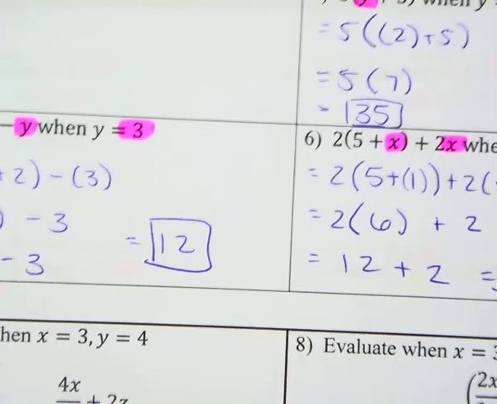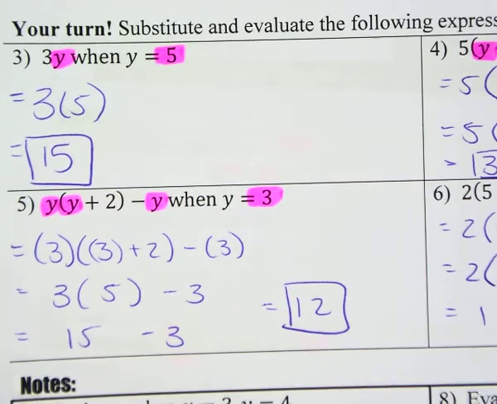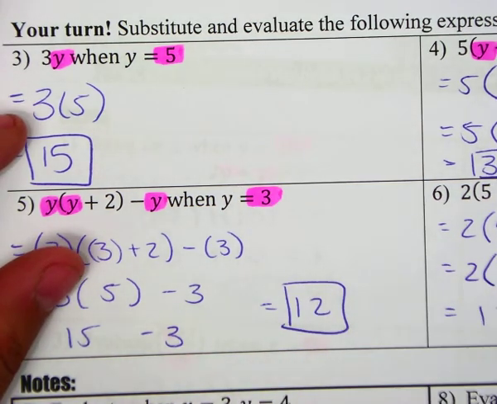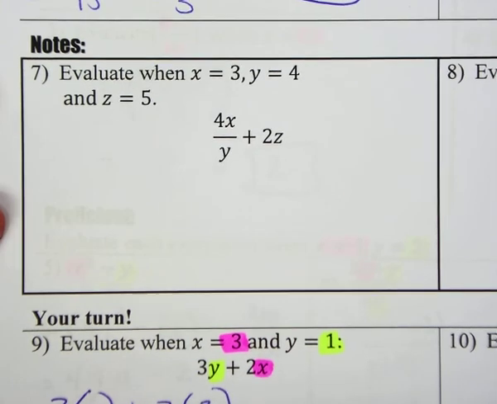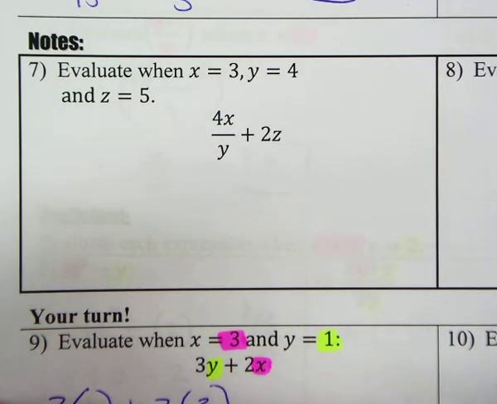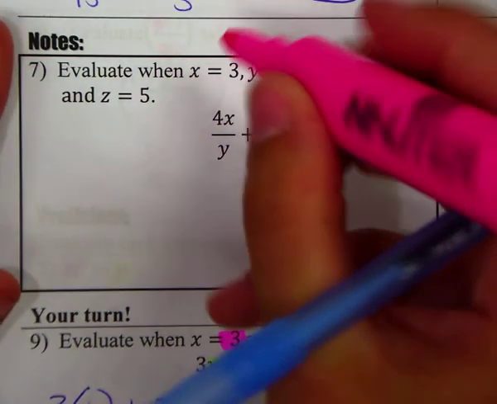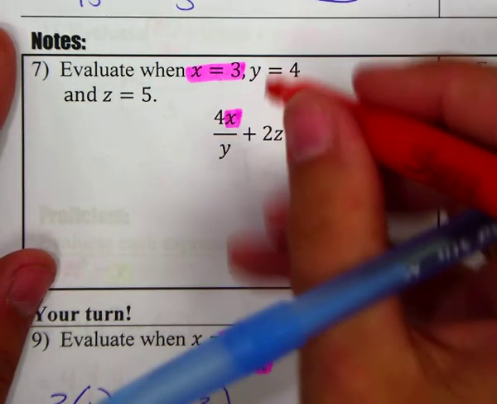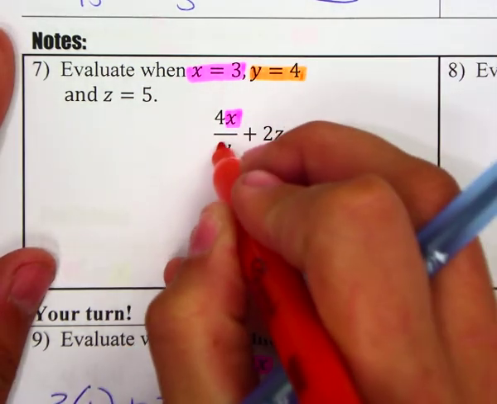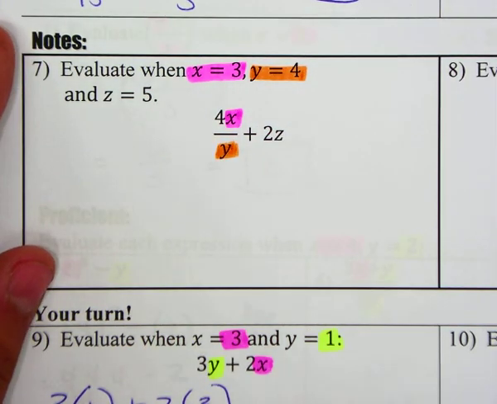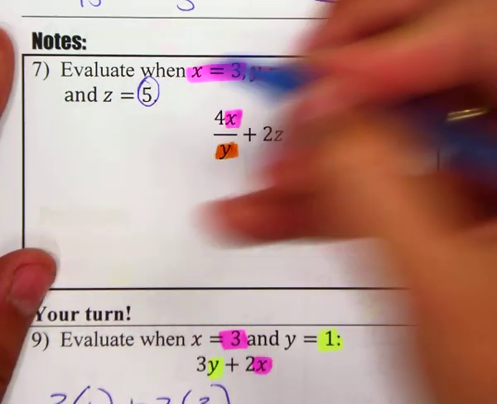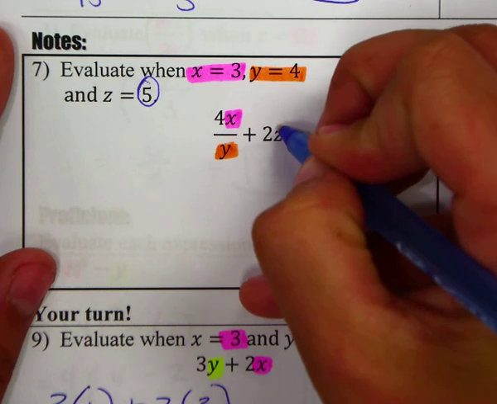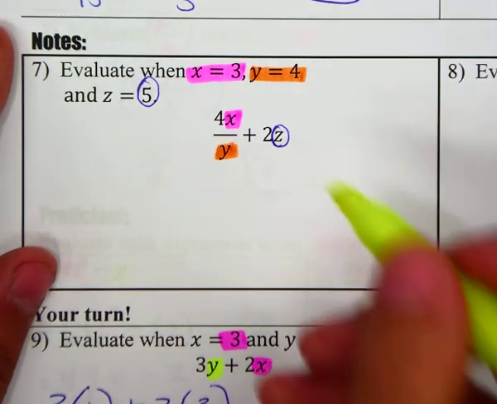Let's move on. Here are a couple answers. Remember to check the answer key if you want these. But let's go down to the next notes. So this says to evaluate when x equals 3, y equals 4, and z equals 5. So I'm going to go ahead and highlight the x equals 3 pink, and then I'm going to highlight the x in the problem, also pink. The y equals 4, I'm going to highlight that orange, and I'll highlight the y also orange in the problem. And if you don't have a third highlighter, you can circle the 5 and then circle the z. That way you know when you get to it, you'll just replace it.